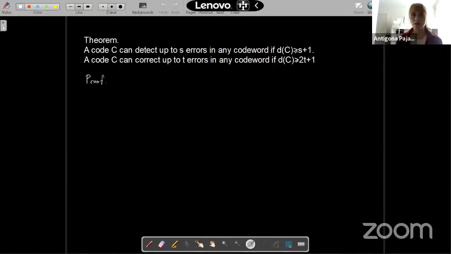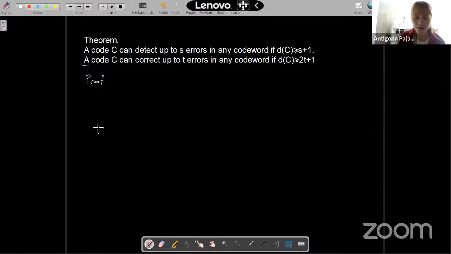If we know the minimum distance, we can tell for this code how many errors it detects and how many errors it corrects. So this theorem tells us that a code C can detect up to S errors in any code word if the minimum distance is greater or equal than S plus 1, and a code C can correct up to T errors in any code word if the minimum distance is greater or equal than 2T plus 1. So I'm going to write the proof of the second one, and the other one is also kind of the same idea.